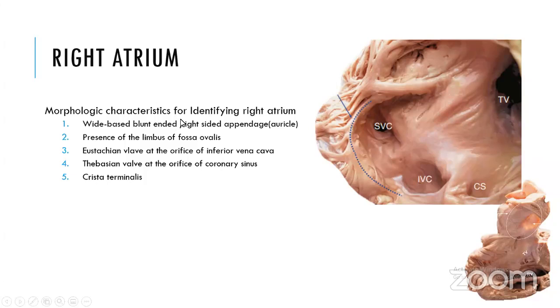The presence of the limbus of fossa ovalis. So this is the fossa ovalis, and the thick surrounding is the limbus of fossa ovalis. Valves of the inferior vena cava and coronary sinus: Eustachian valve, Thebesian valve. You can see the mouse, right? Yes. Also crista terminalis, where the tuberculated, rough surface of the right atrium is separated from the smooth surface.